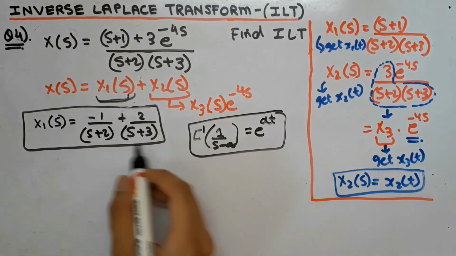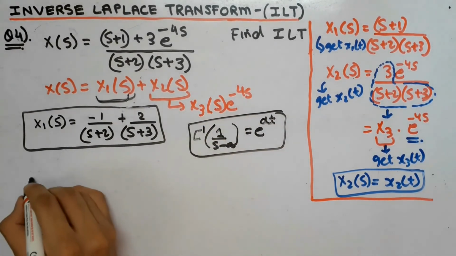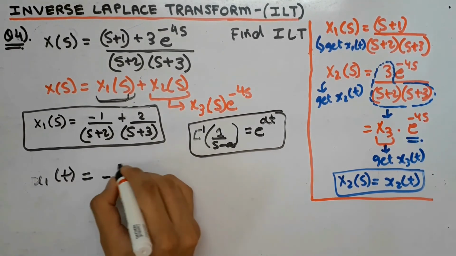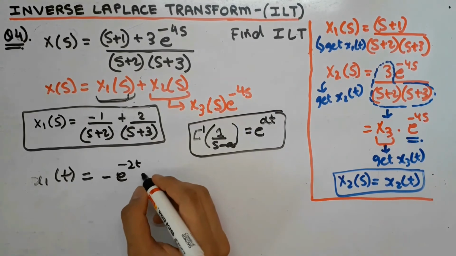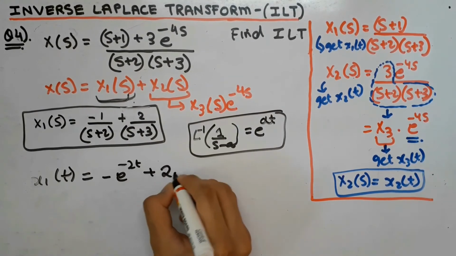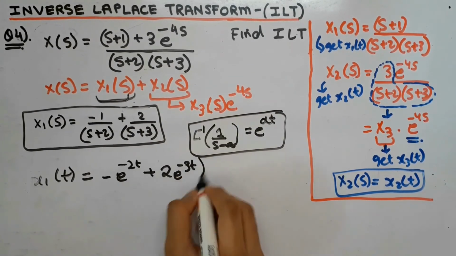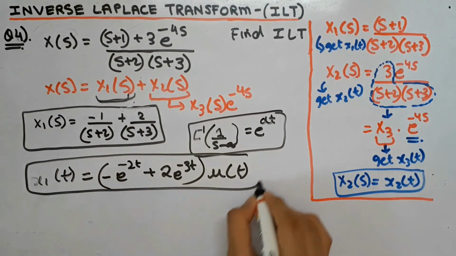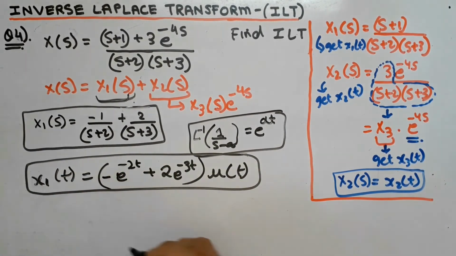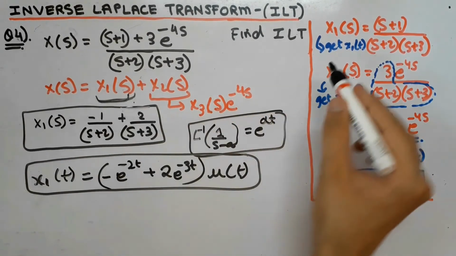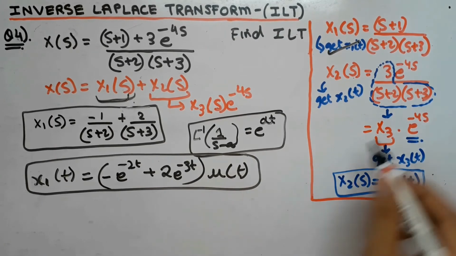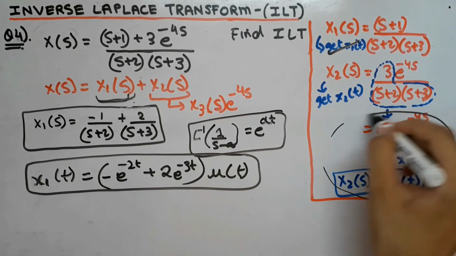And now we will apply this formula in this and we will get the value of x1(t), which will come out to be minus into minus e to the power minus 2t plus 2 into minus 3t into u(t). Now guys, we have completed our first part, that is to find the value of x1(t) from x1(s). Now we are going to look at x2(s) and then we will solve this part.